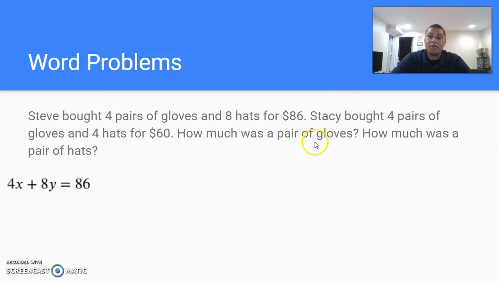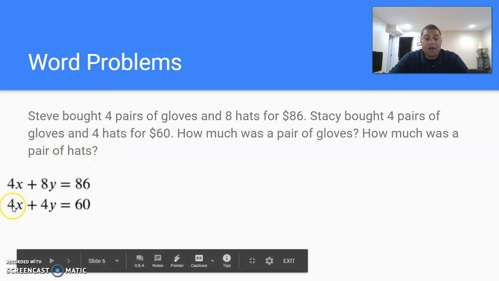Sweet. Stacy bought 4 pairs of gloves and 4 hats for $60. What do you think we're going to write down there? Yup, 4x plus 4y equals 60. See how these are very similar? Once we're here, it's just a system again. We're right back to doing what we were doing.